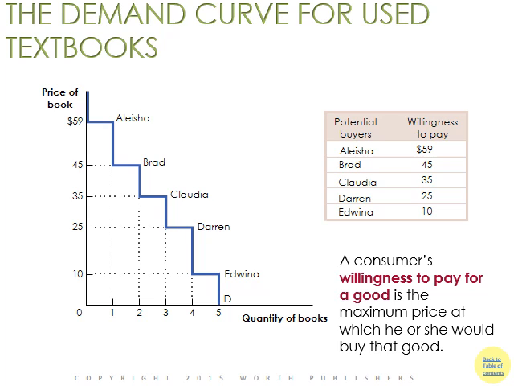In this example, our market for used economics textbooks consists of 5 potential buyers. Alicia is willing to pay $59 for the textbook. Brad is willing to pay $45. Claudia, $35. Darren is willing to pay $25. And Edwina is willing to pay $10 for the textbook.